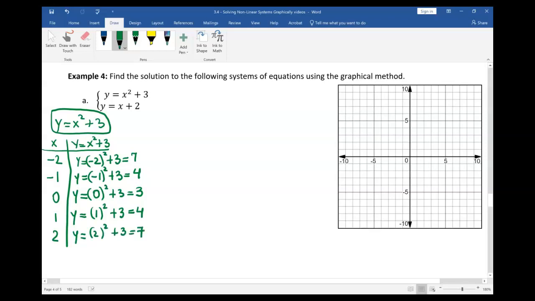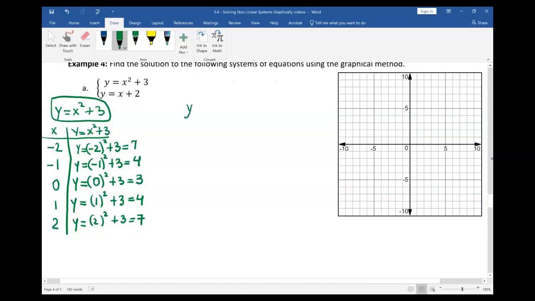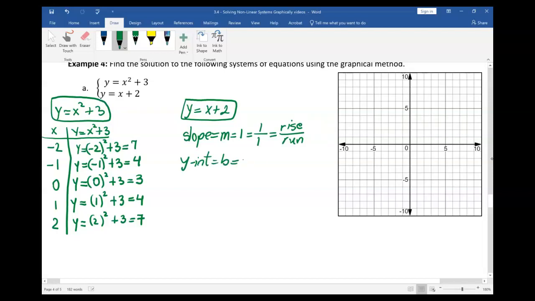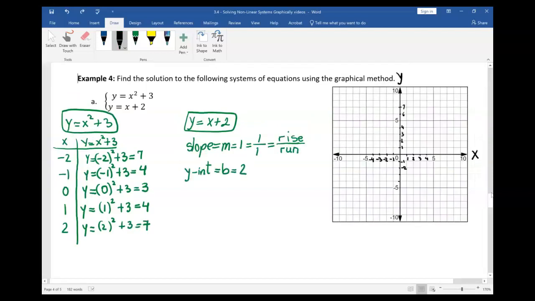For the second equation, y equals x plus 2. The graph of this equation is a line where the slope m equals 1. Let's write it as a fraction, 1 over 1. The rise is equal to 1. And the run is also equal to 1. The y-intercept equals 2.